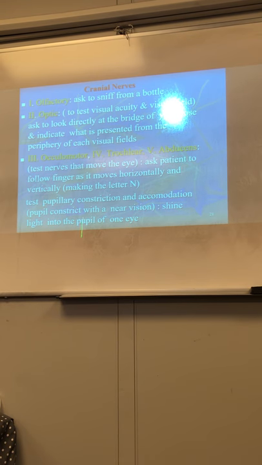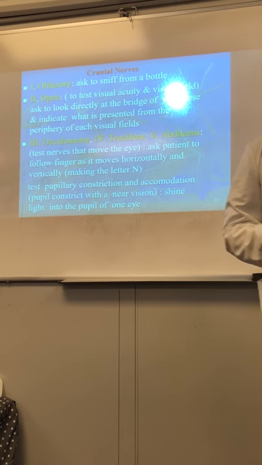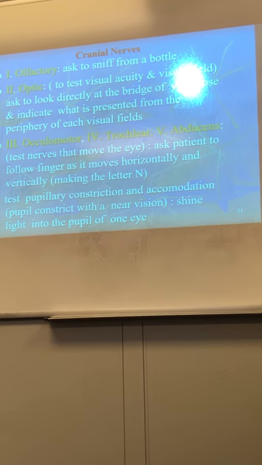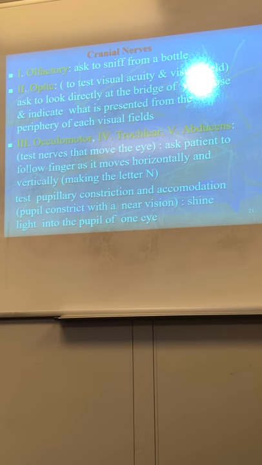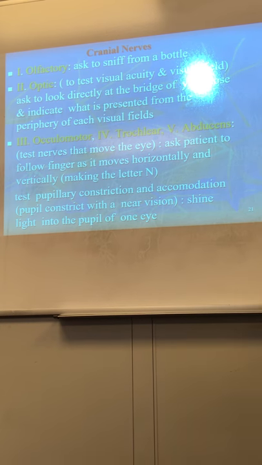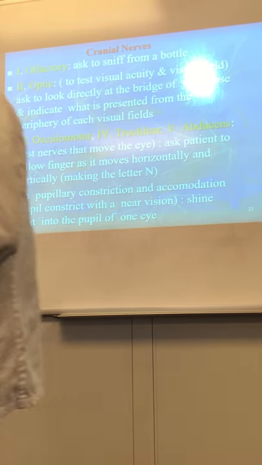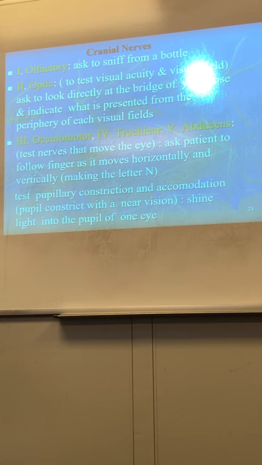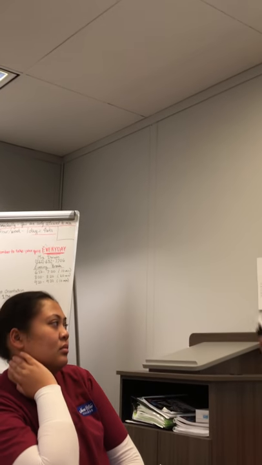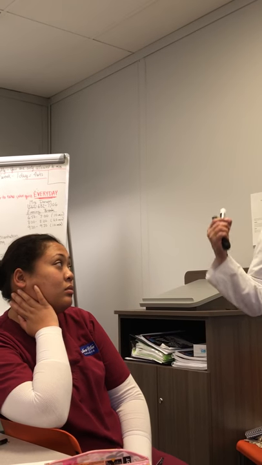So here, this is the olfactory cranial nerve 1, which has something to do with smell, right? So the way to do it, you ask the patient, Ms. Vannery, to either close her eyes or you put a blindfold and you put in known smells and ask her to identify it. So like coffee or lemon or orange.